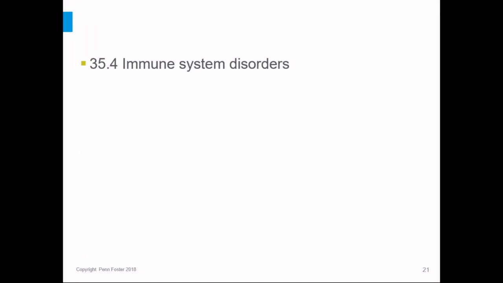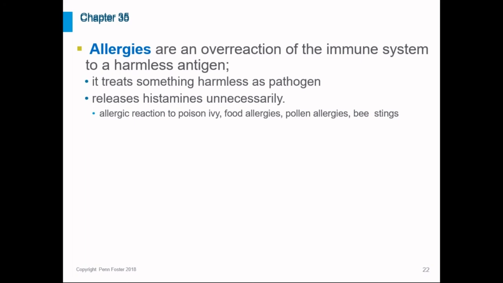The immune system has a huge job identifying and removing any threat to the body. And so it's a complex and amazing system, but sometimes things can go wrong. Allergies are an overreaction of the immune system to a harmless antigen. The body treats something harmless as a pathogen and begins an unnecessary immune response, releasing histamines.